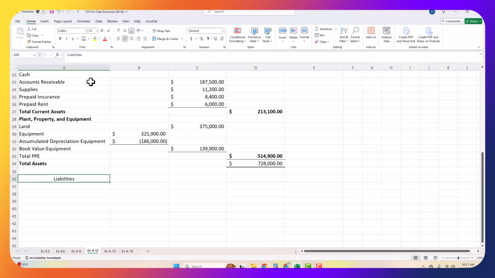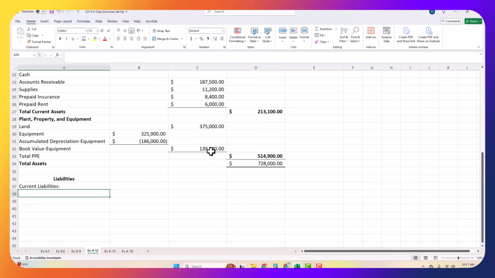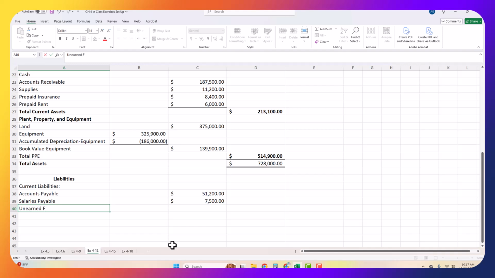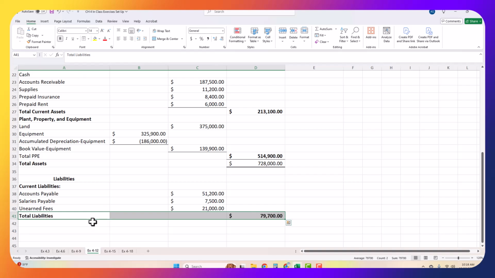All right, so our liabilities here. We have current liabilities. Taking from this number, our liabilities are salaries payable and accounts payable and unearned fees. So we have three. So we have accounts payable, 51,200. We have salaries payable, 7,500. And we have unearned fees. Remember, unearned fees is a liability. Revenue collected in advance of performing the service, right? All right, so total liabilities. That's how much we have.